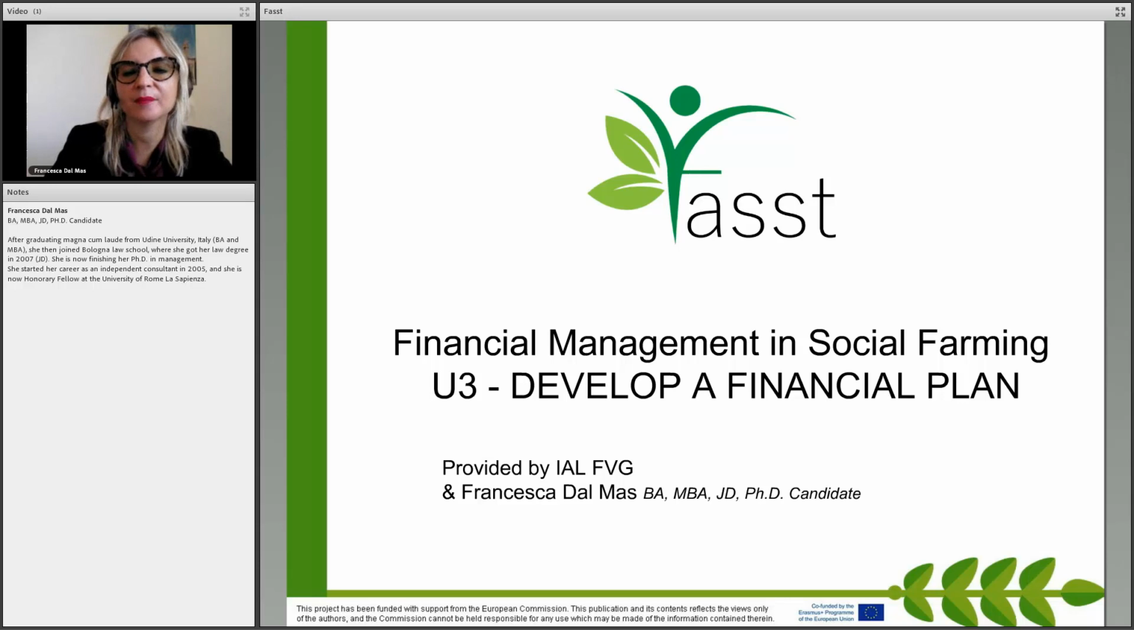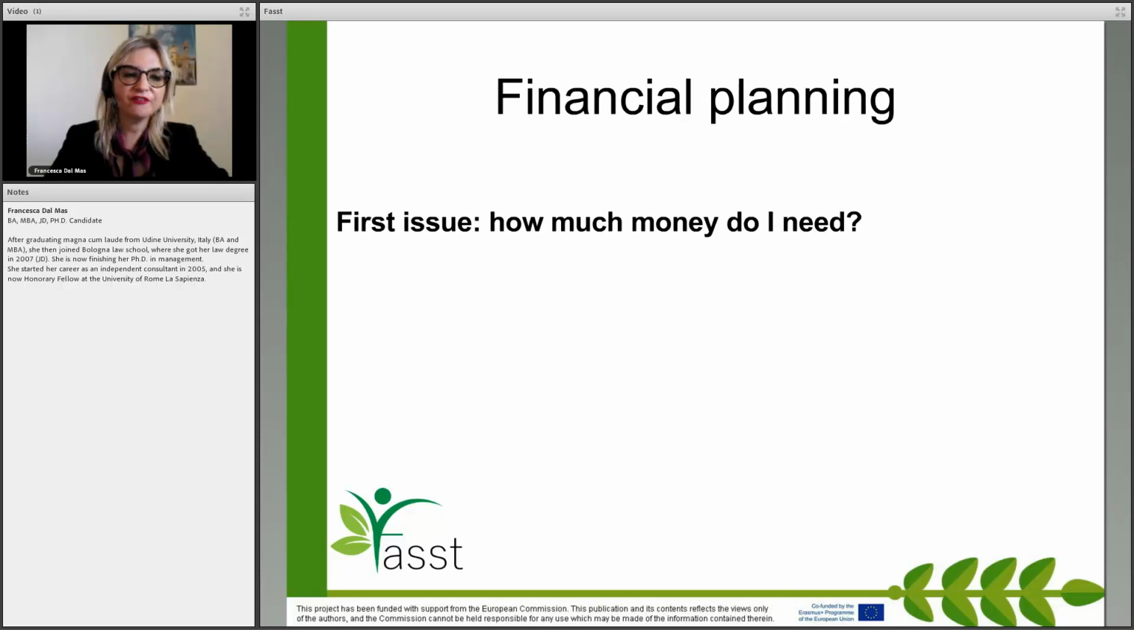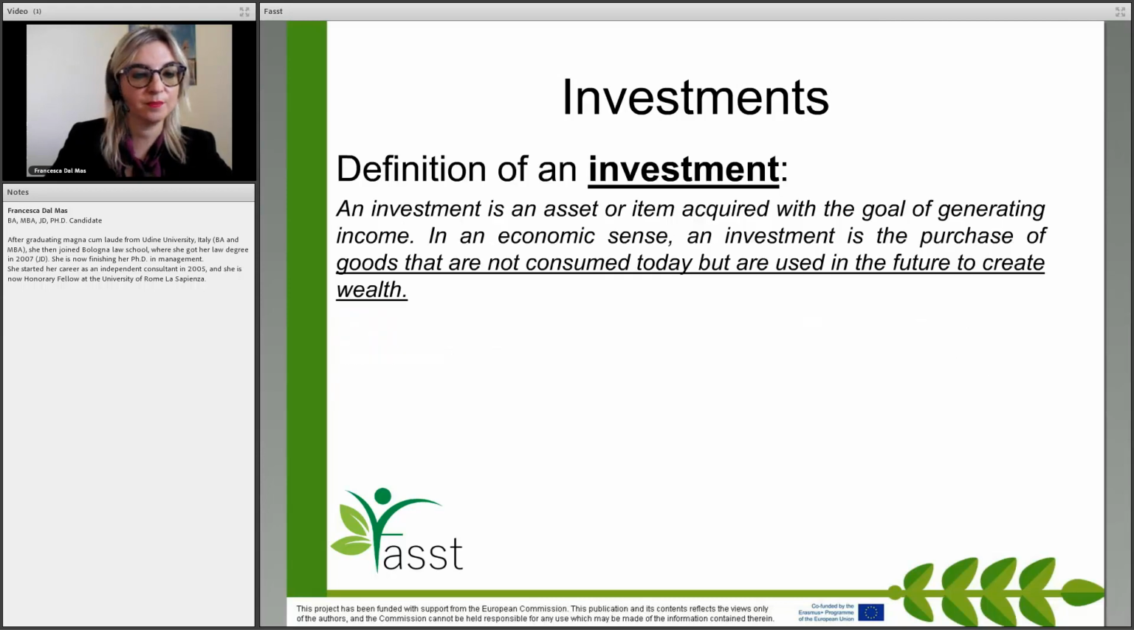Let's go to unit number 3, how to develop a financial plan. In this unit we will see the concept of investments and other purchases, the concept of long and short term and planning, and the concept of third-party capital and equity capital. So, the first issue when it comes to financial planning is how much money do I need? In this sense, we definitely need to evaluate which investments are needed to start up the business.